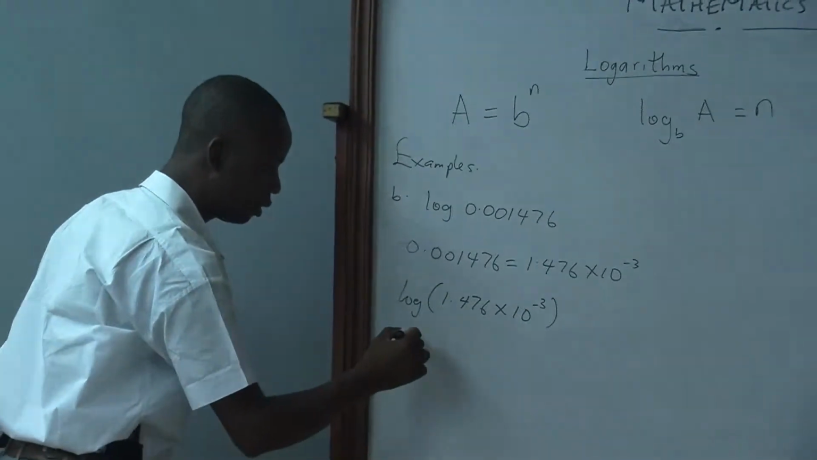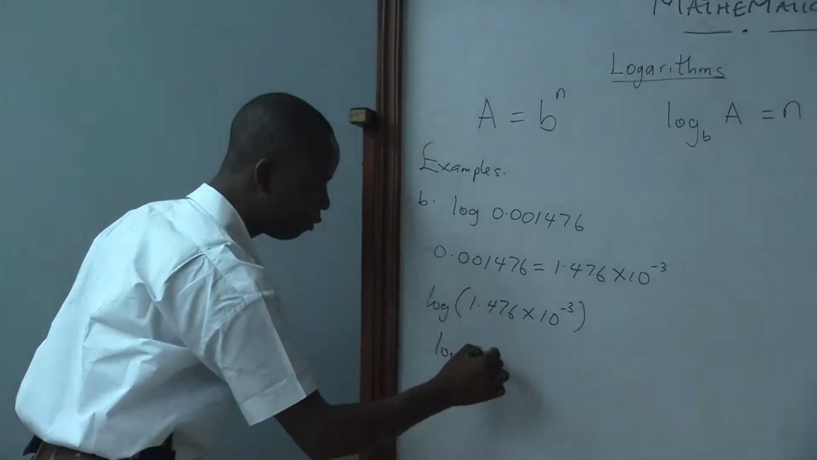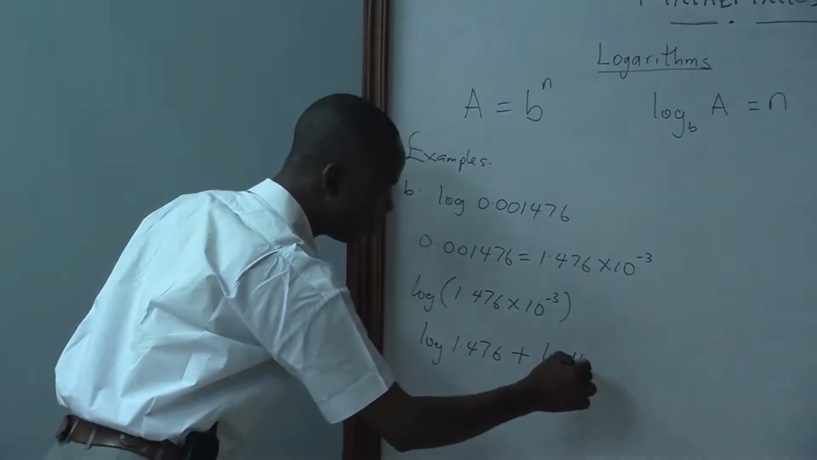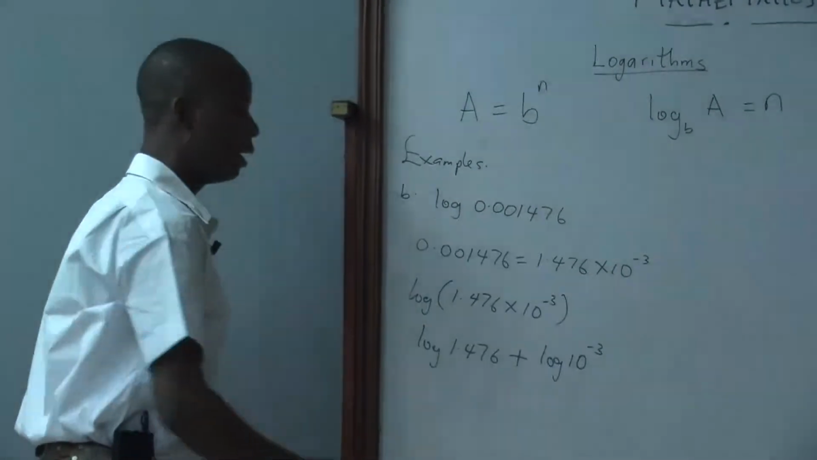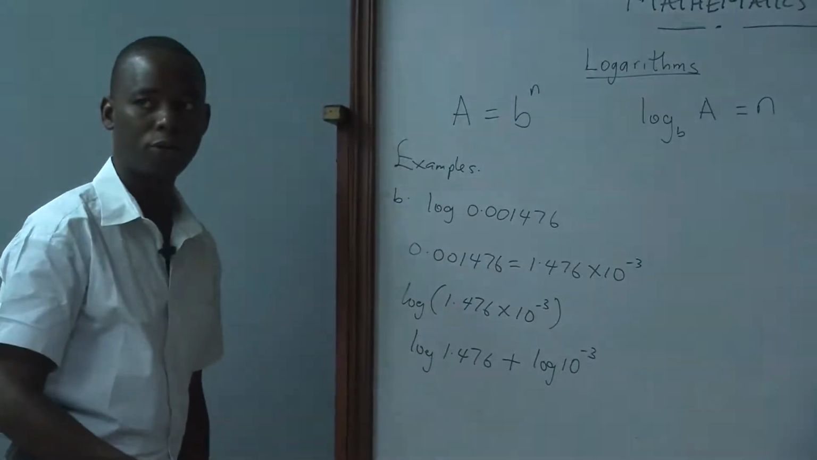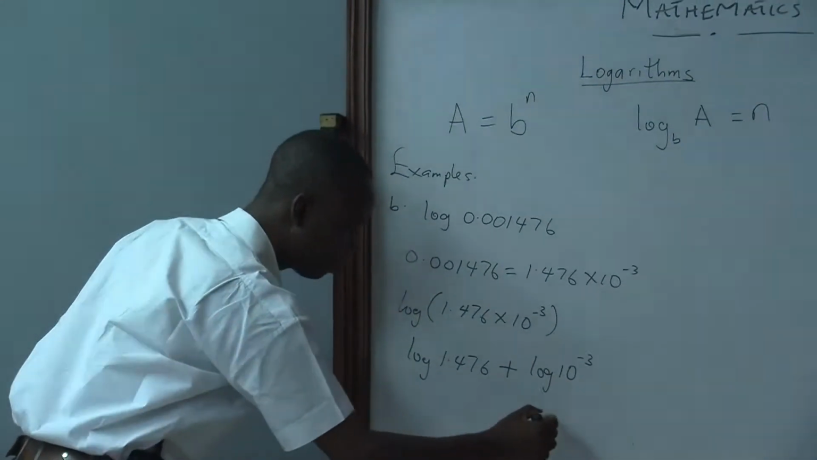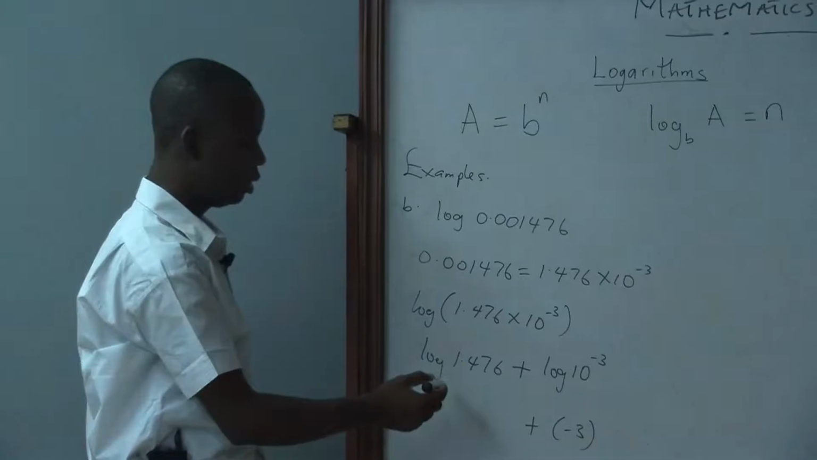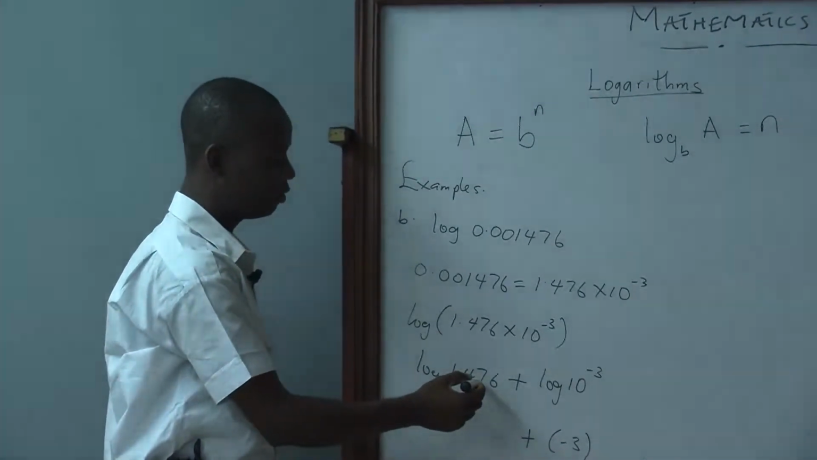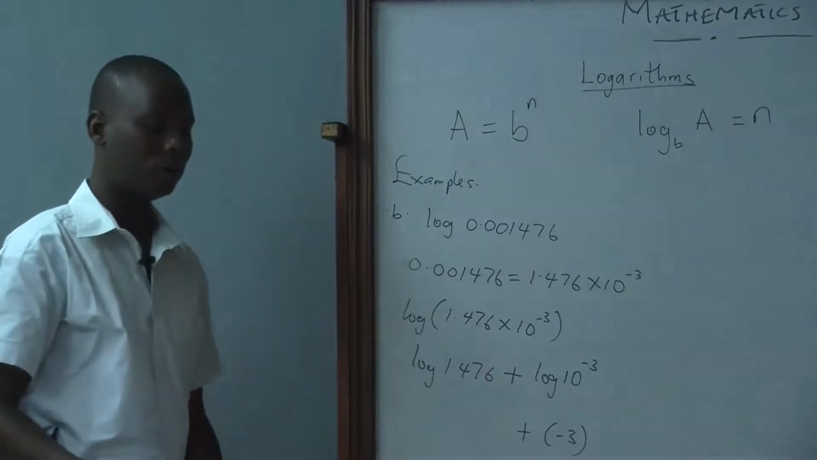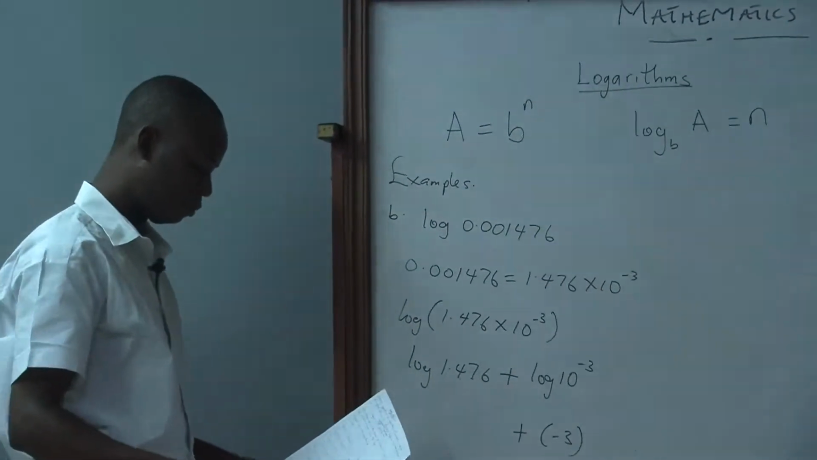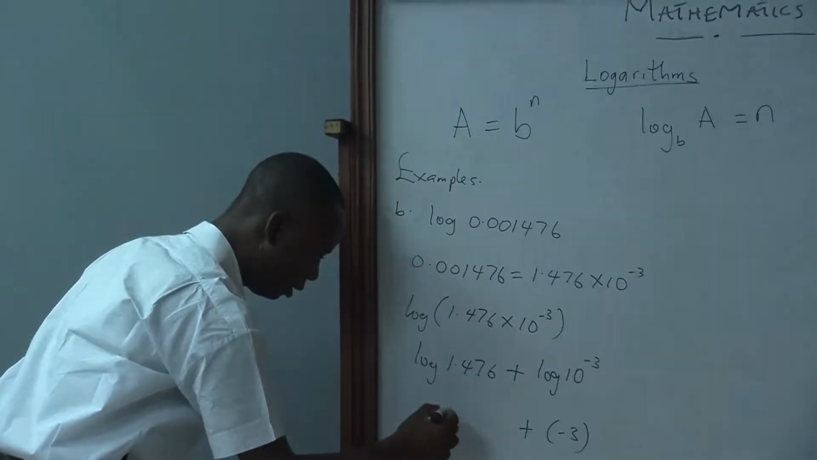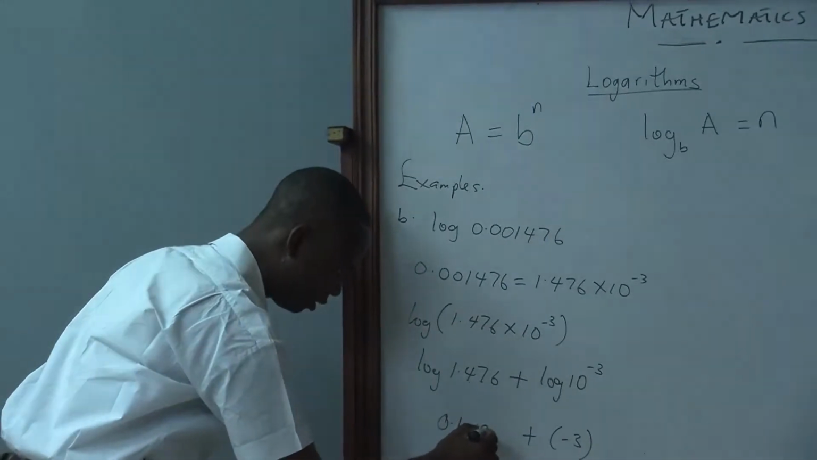Then, according to the law of logarithm, we have this to be log 1.476 plus log 10 raised to the power of negative 3. By now, you should know what this value will give us. This value equals negative 3, so we have plus minus 3. Let's look up this from the table. What we look for in the table will be 14 under 7 plus the difference we have under 6. And that will equal 0.1690.